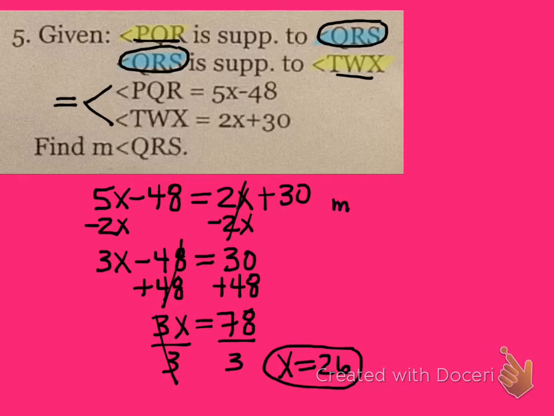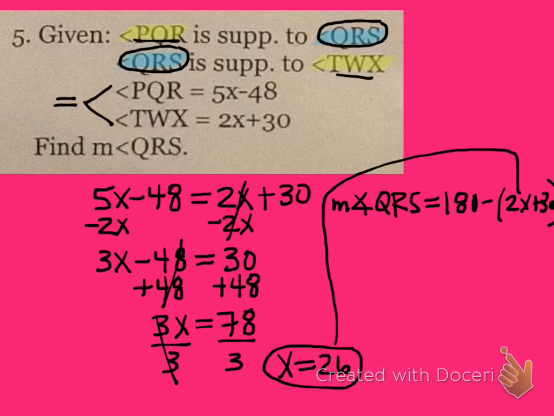So the measure of angle QRS is going to be equal to 180 minus either of those 2 angles. They're congruent, so I can choose either one. I'm going to choose the TWX. So I'm going to evaluate the TWX, which is 2x plus 30. Sorry, it's going off the paper a little. I'll scoot it over. I'm going to plug in this 26 where the x is.